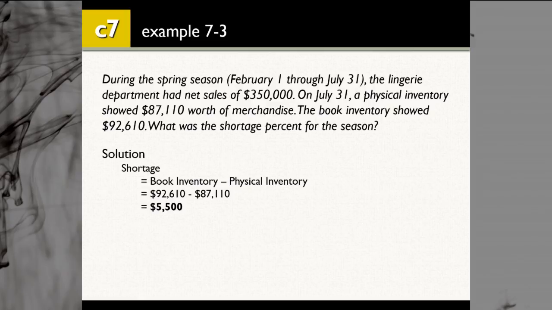If you know this, you can calculate your shortage percent because you also know your net sales. Your shortage percent is your dollar shortage amount divided by your net sales. That's 5,500 divided by 350,000, and that's going to be 1.57%. So you can say that you had a 1.57% shortage of your inventory.